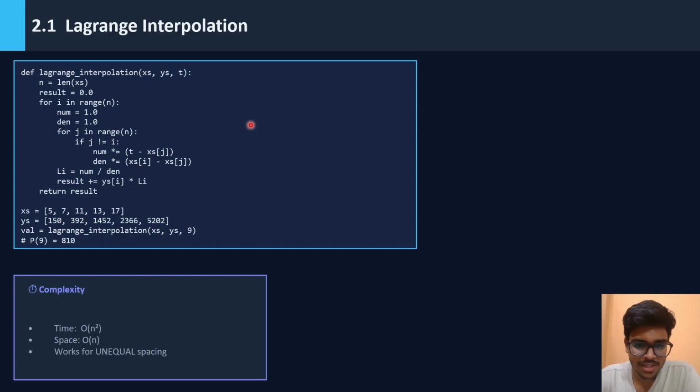The inner loop multiplies terms of the form t minus xs of j and xs of i minus xs of j. After calculating the basis polynomial, it is multiplied with the corresponding y value and added to the final result. The time complexity is O(n) square because of nested loops and space complexity is O of n. This method works for unequal spacing.